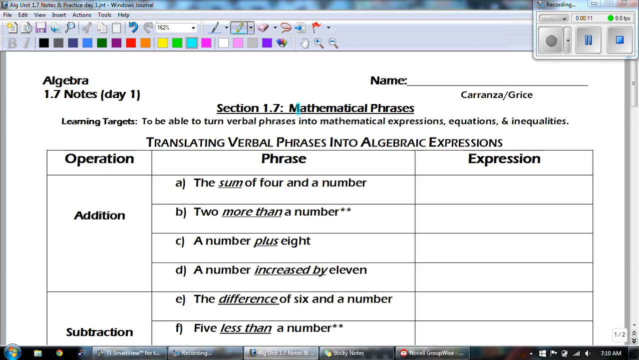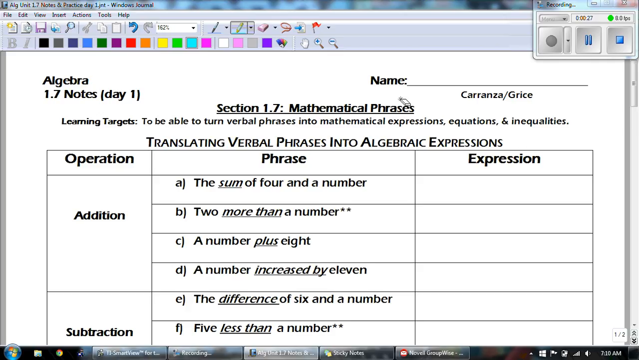Today we're going to be talking about mathematical phrases. Our learning target today is to be able to turn verbal phrases into mathematical expressions, equations, and inequalities. So let's go ahead and get started.